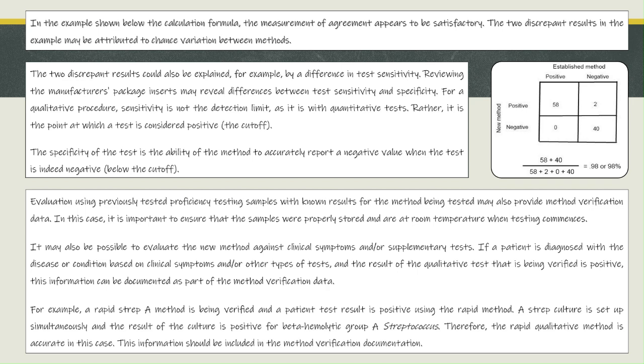A strep culture is set up simultaneously and the result of the culture is positive for beta hemolytic group A streptococcus. Therefore, the rapid qualitative method is accurate in this case. This information should be included in the method verification documentation.